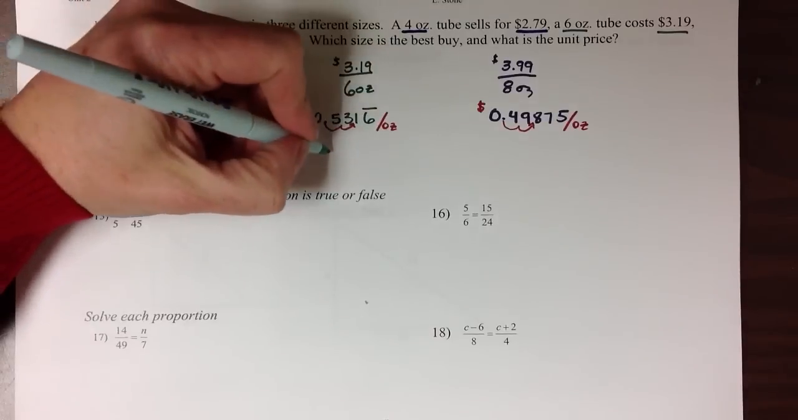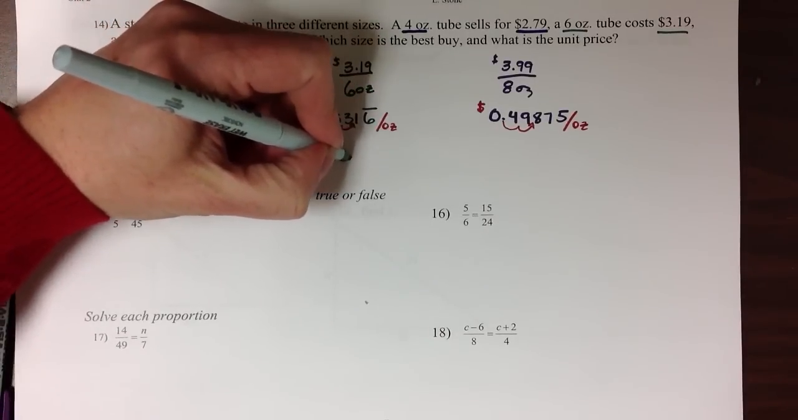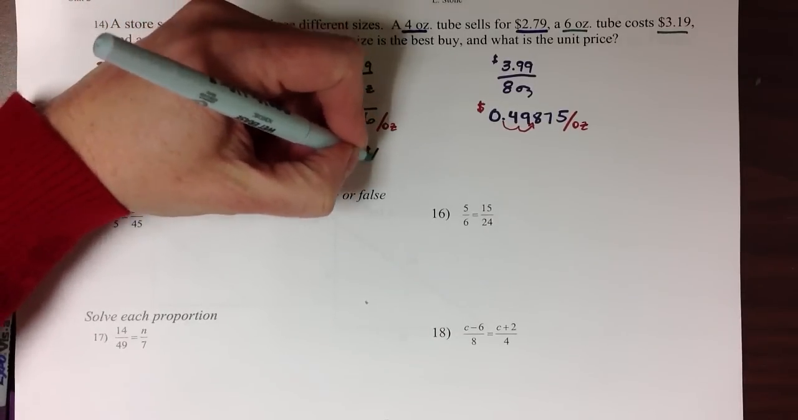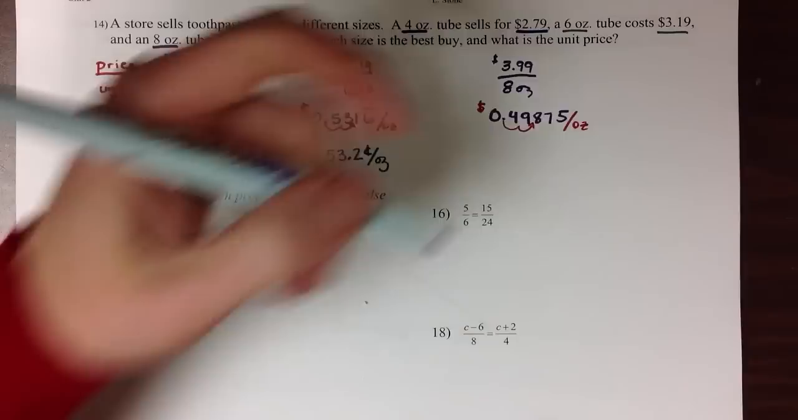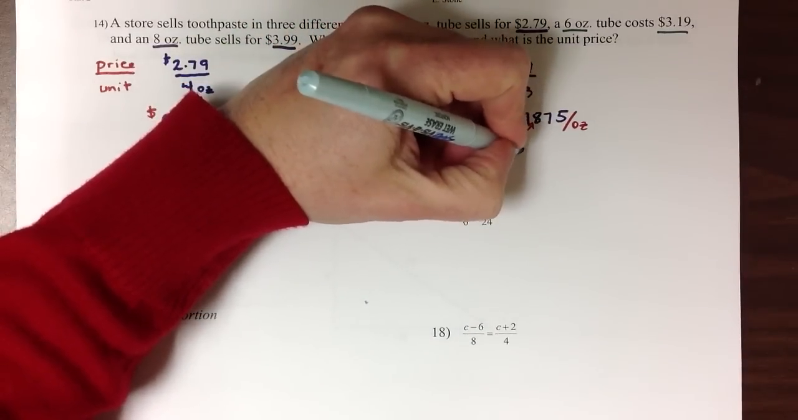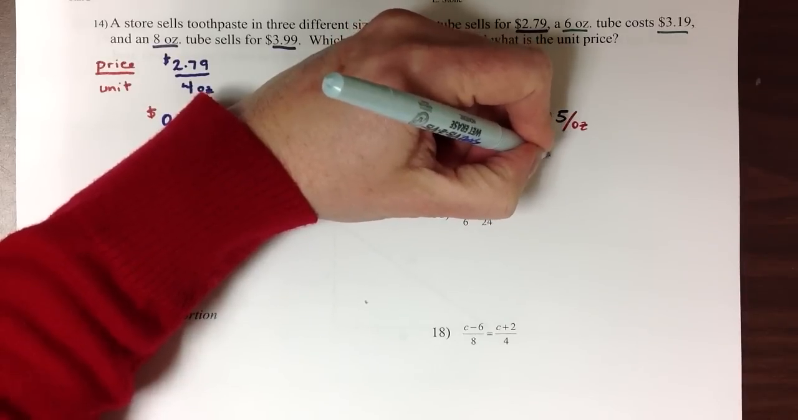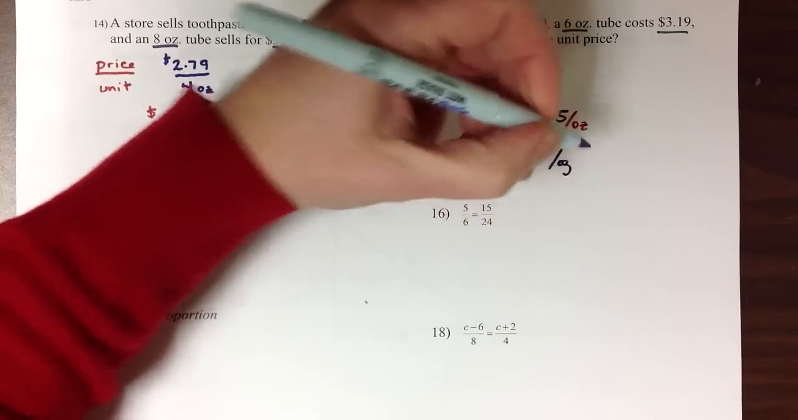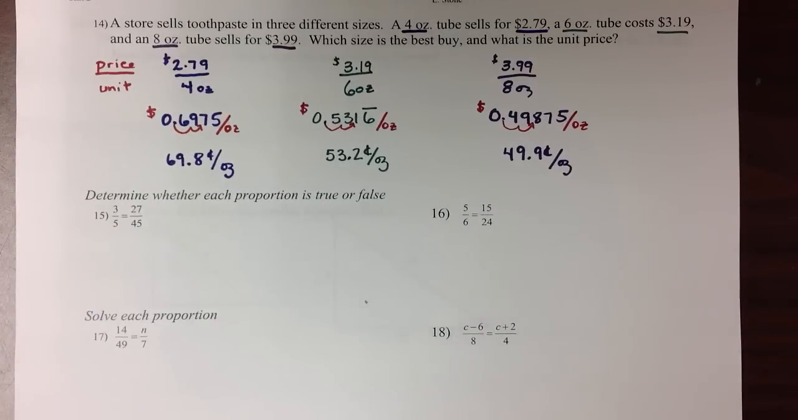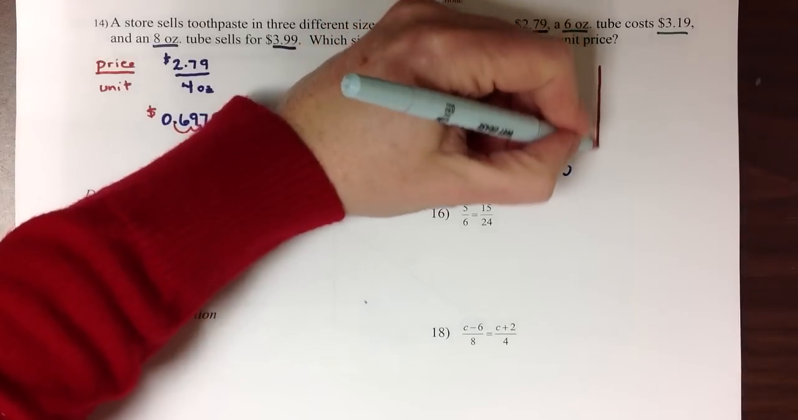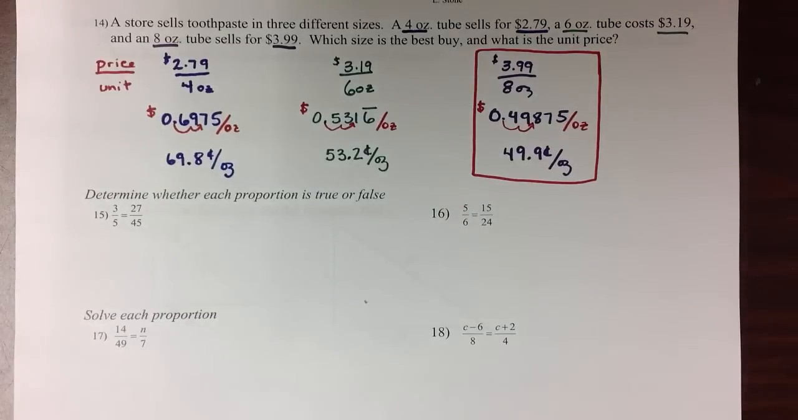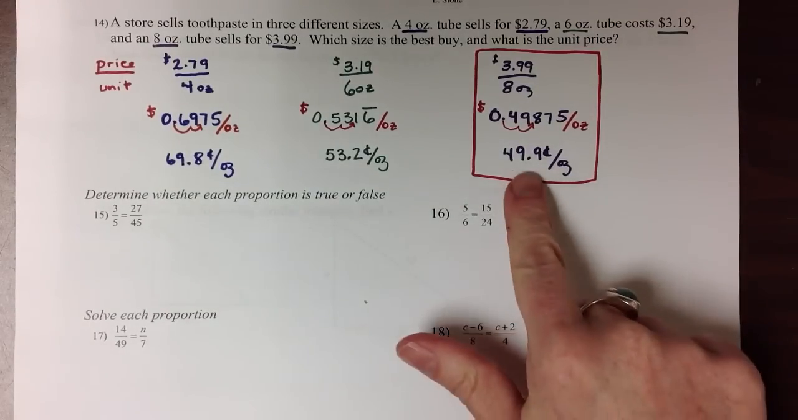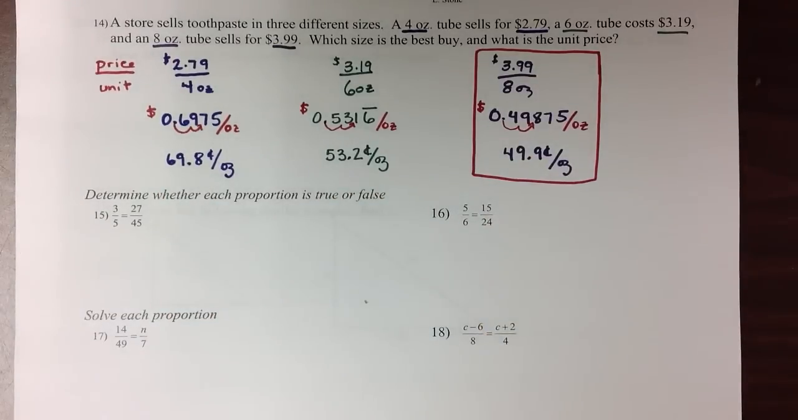My next one is 53.2 cents per ounce. And my final tube of toothpaste is 49.9 cents per ounce. So if I'm looking for the toothpaste that is the best buy, that saves me the most money, it looks like that in this case the 8-ounce is the way to go at 49 cents. It's cheaper than the 53 or 69 cent options.